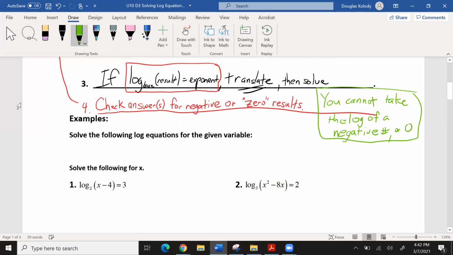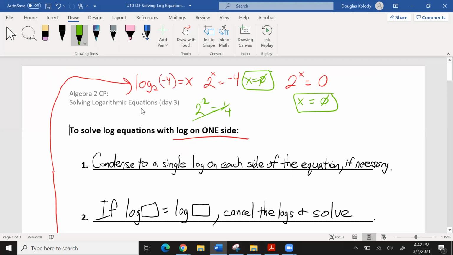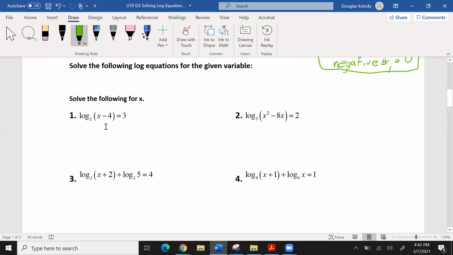Now, what do I mean when I say that? Go back up and let's look where this answer came from. This answer of negative 4, it's the log of negative 4. So I can't take the log of a negative 4 is what I'm trying to say. Okay, you cannot take the log of a negative 4. I cannot take the log of 0. All right, ladies and gentlemen, let's just start solving equations here.